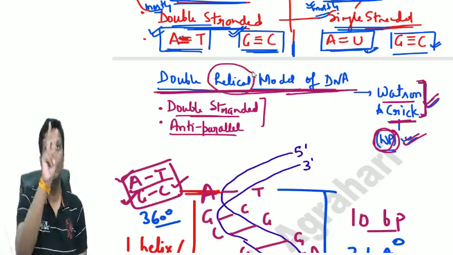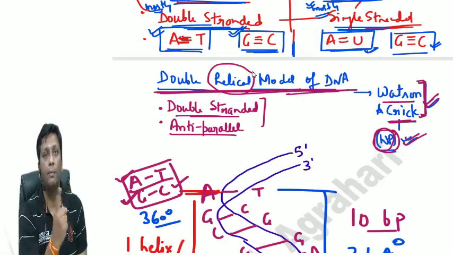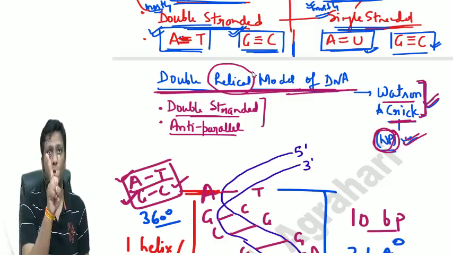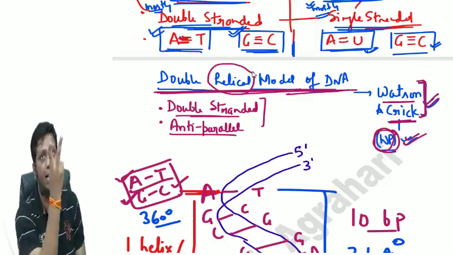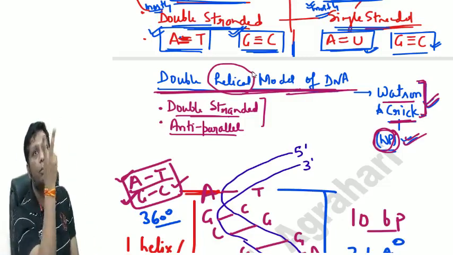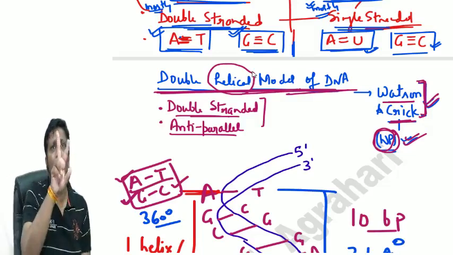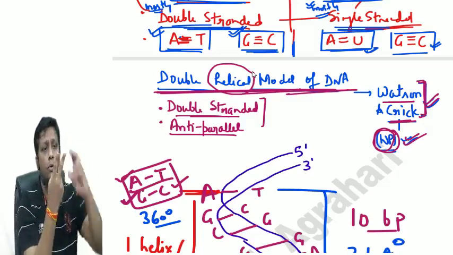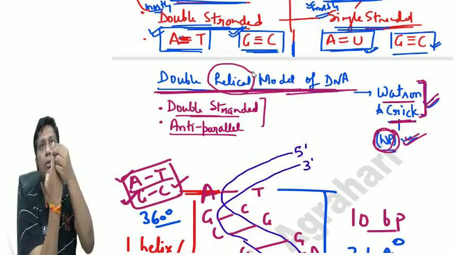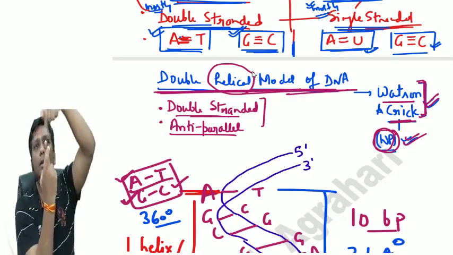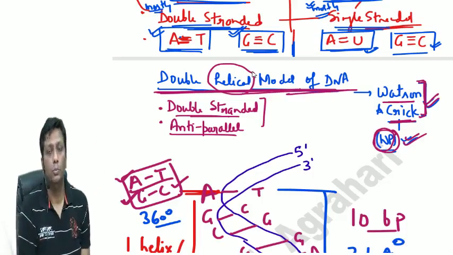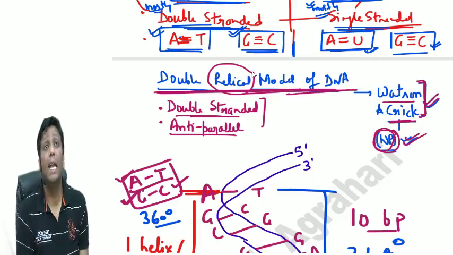Helical, you know guys, means spring type. So the two strands of DNA are helical type. I hope you can understand. You see a nylon rope with two threads twisted like this. Similarly, DNA is present inside your chromosomes. So it is a helical structure.